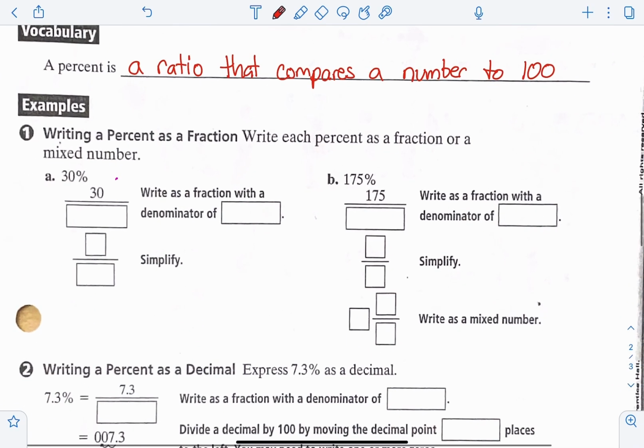So, writing a percent as a fraction. Since it's a ratio that compares a number to 100, you want to say that it's always over 100. That's just to start, right? You can always simplify, but when you first set it up, you're always going to put your percent over 100. So, for example, it says 30%. We're going to write it as a fraction, so we're going to write it with a denominator of 100. So we're just going to say 30 over 100.